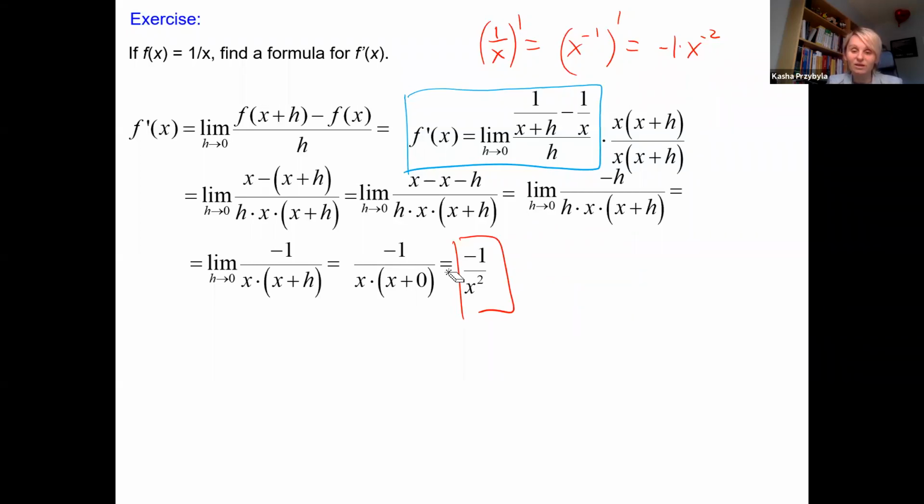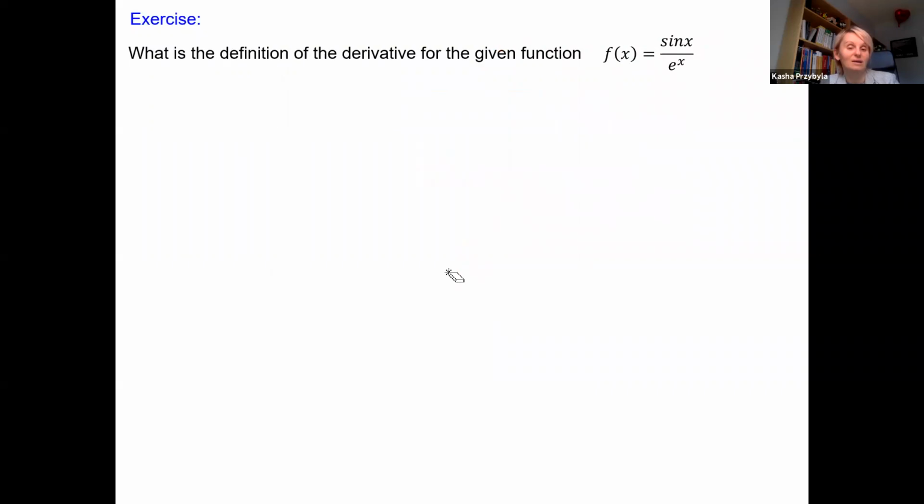And let's see. We didn't even learn the exponential and logarithmic formulas yet. But what is the definition of the derivative for the given function? You will see 5 limits, and which one will be correct? Let's write down the correct one.